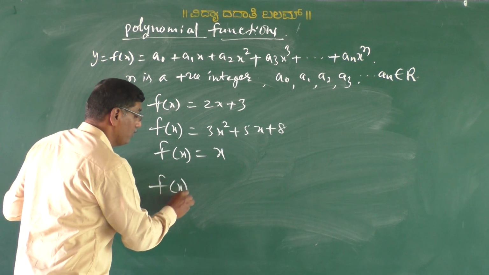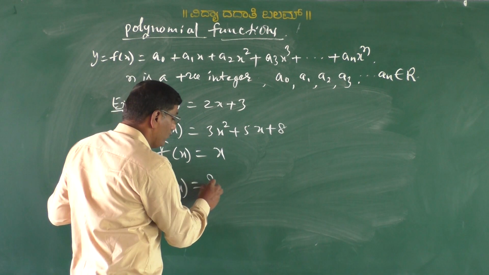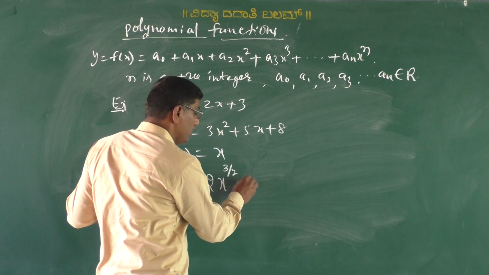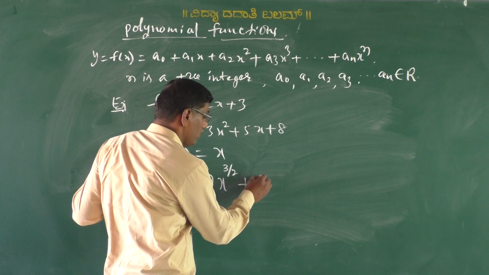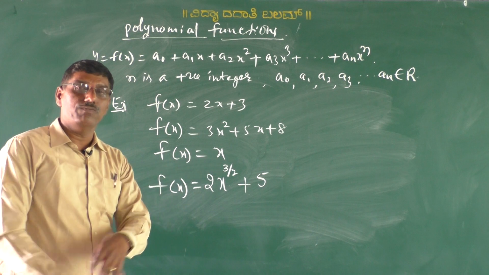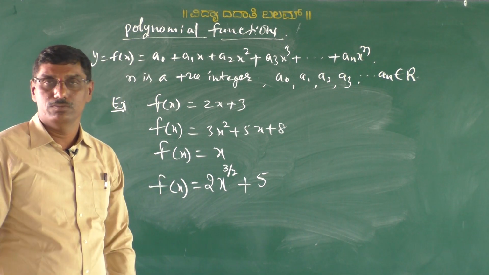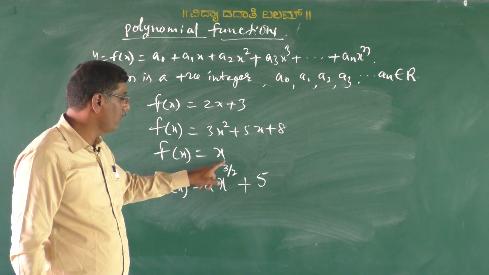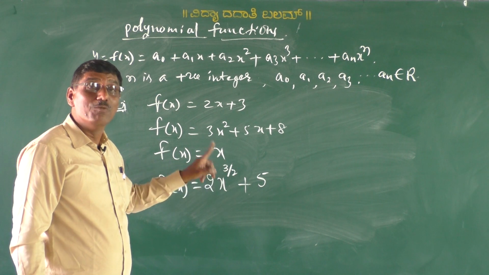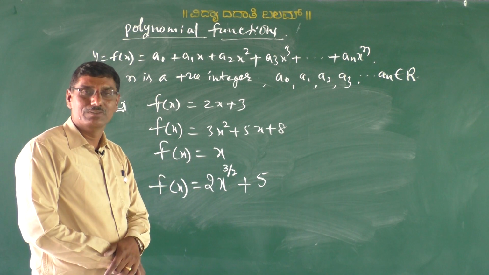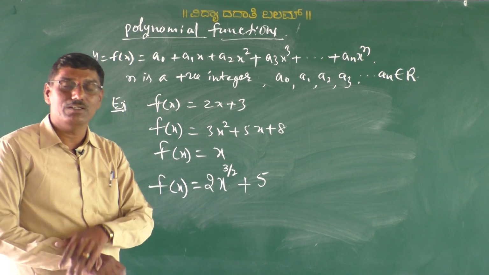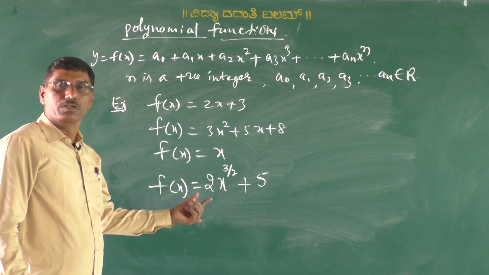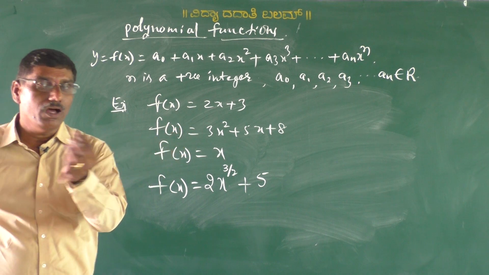f of x is equal to 2x to the power of 3 by 2 plus 5. Is it a polynomial function? No, this is not a polynomial function, since the power is not a positive integer. 3 by 2 is not a positive integer. Hence, this is not an example for polynomial function.